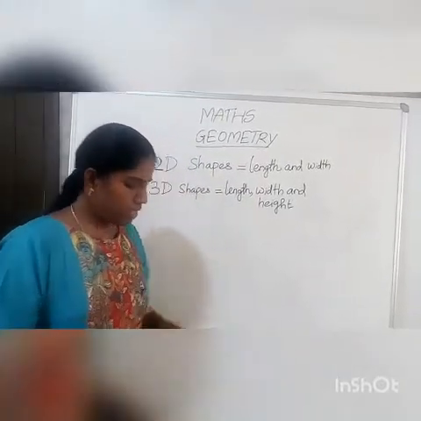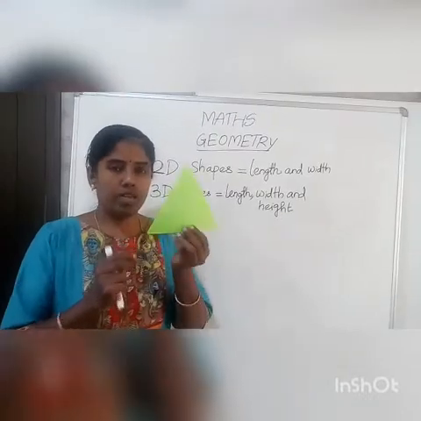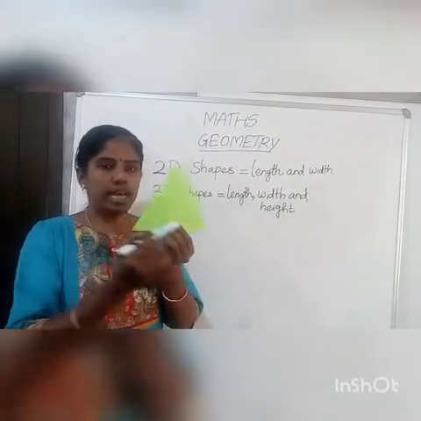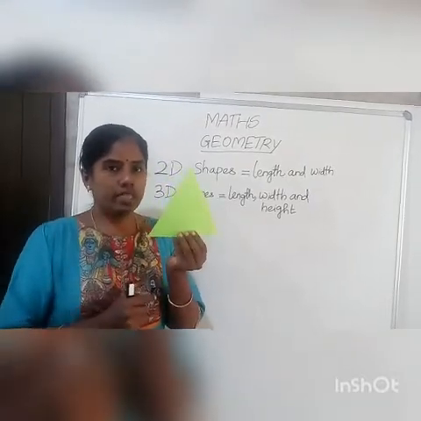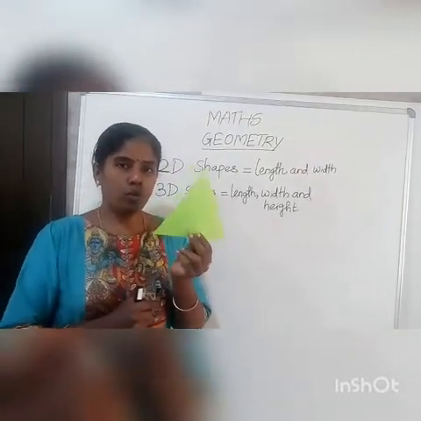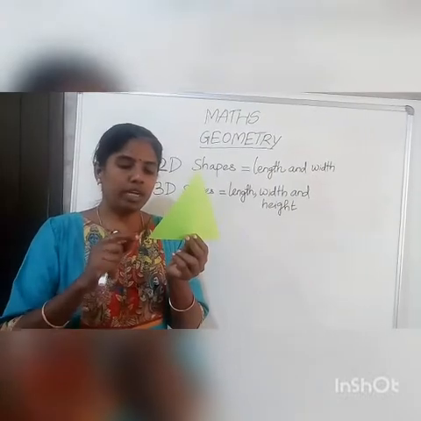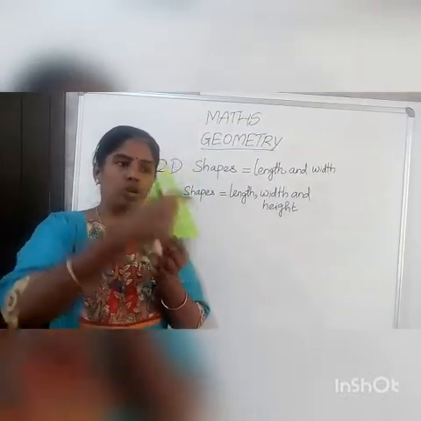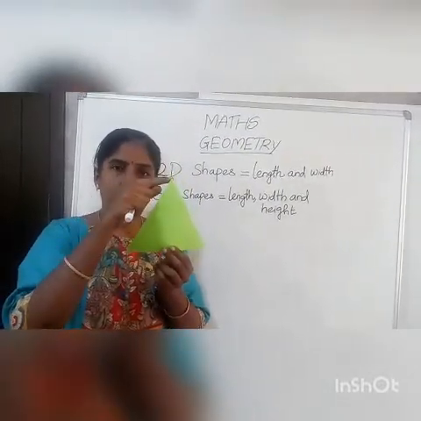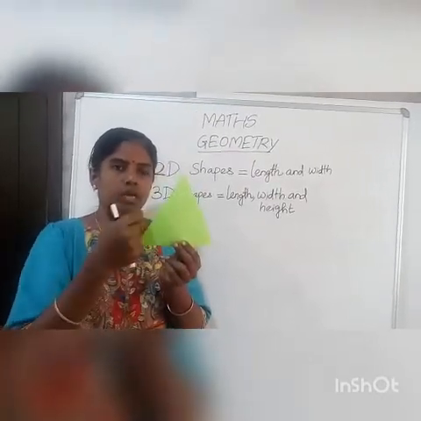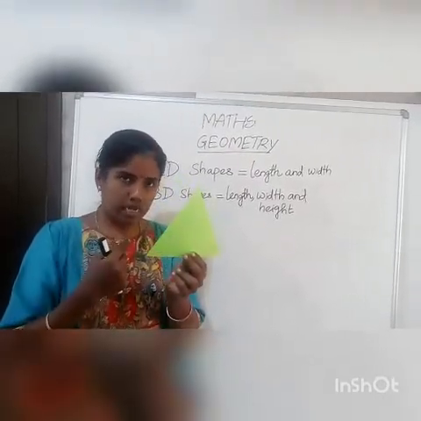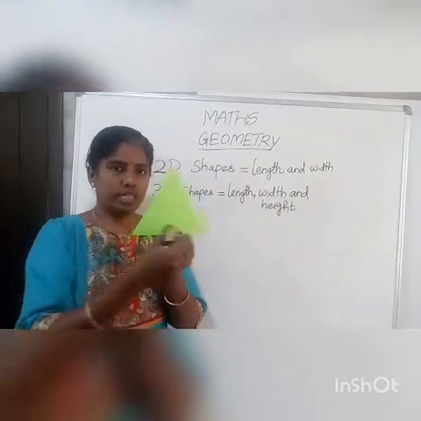The first one is triangle. So a triangle has three sides and three vertices. Vertices is the plural form of the word vertex. So what is a vertex? The point where two lines meet is called a vertex. So a triangle has three sides which can be equal or unequal and three vertices.